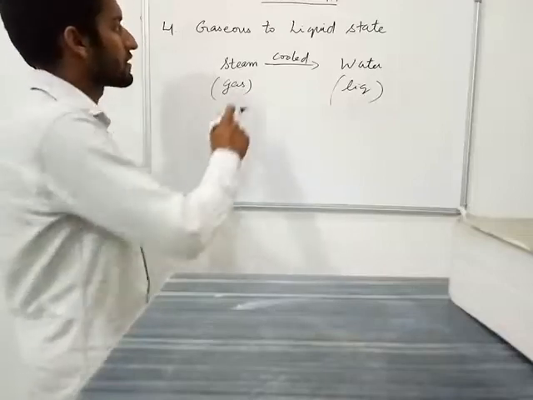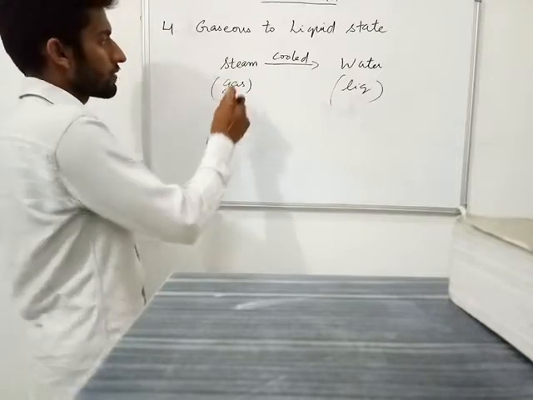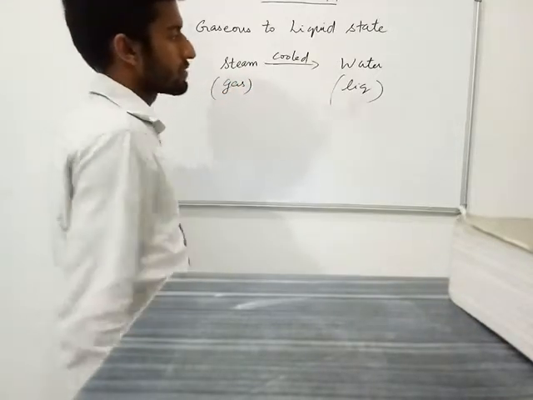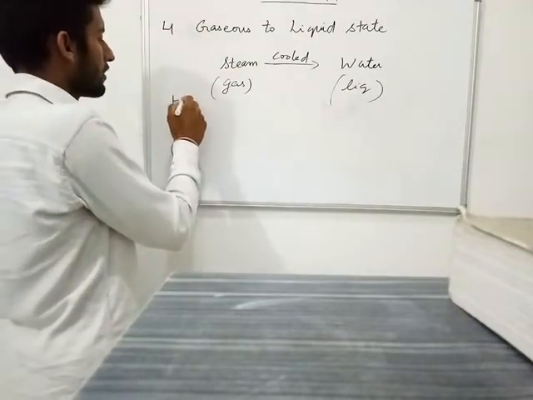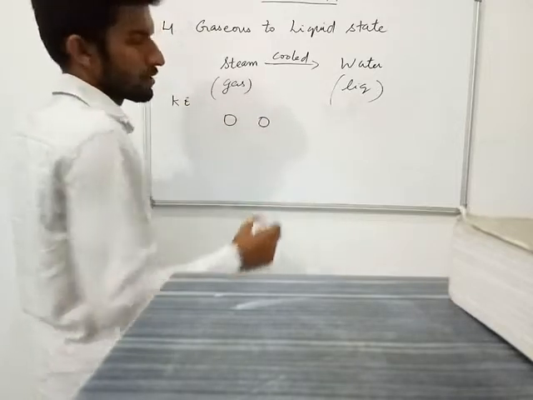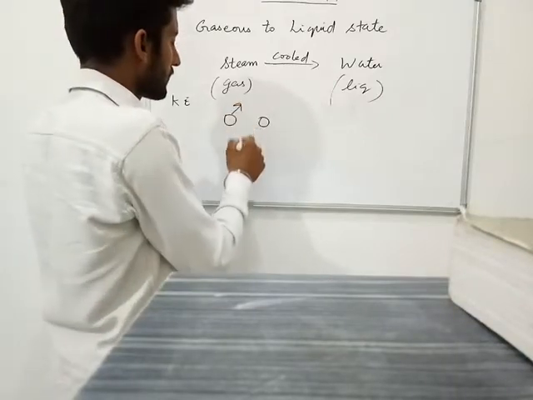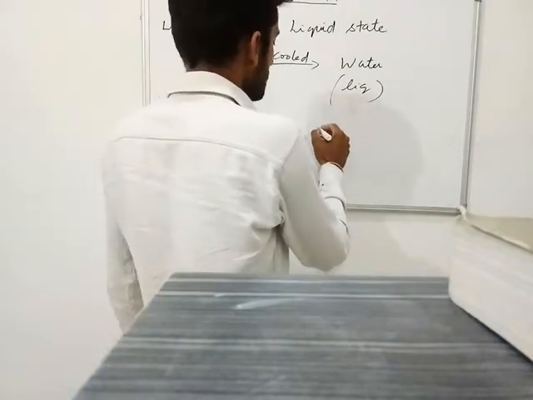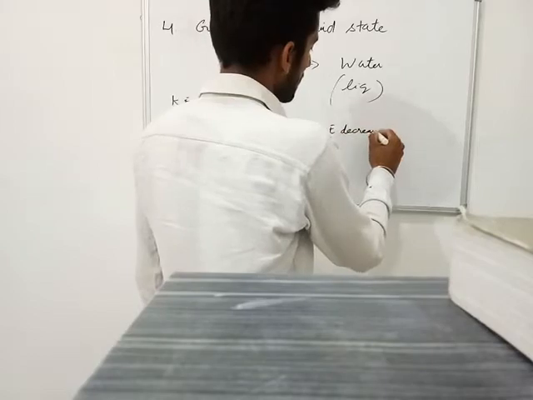In this example we were discussing the change of steam to water. How does this change occur? This change occurs when a gas is cooled and it changes to a liquid. It is explained simply by kinetic theory: gas molecules are in a state of random motion. As the temperature is lowered, their movement also decreases, or we can say kinetic energy decreases.